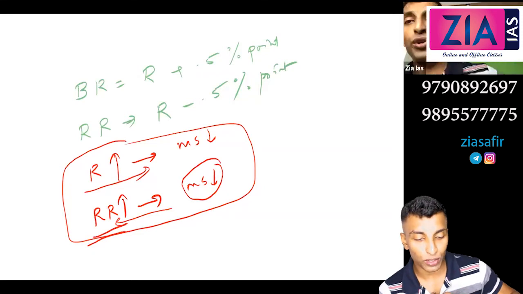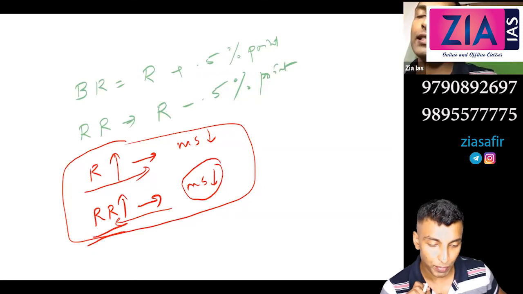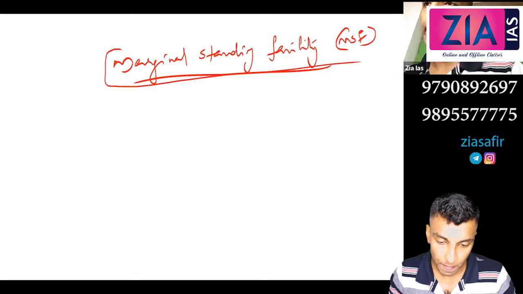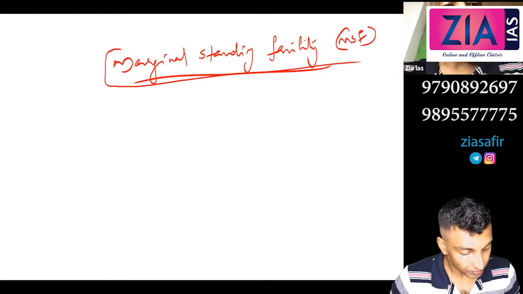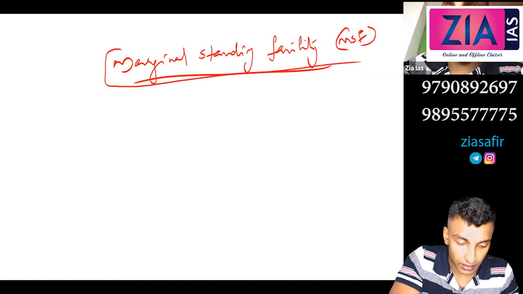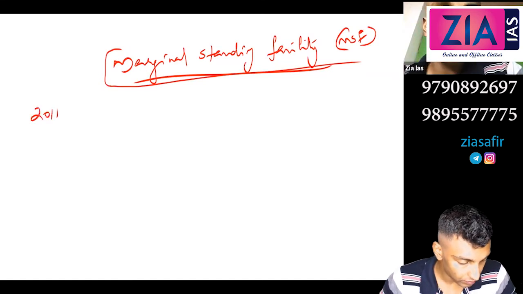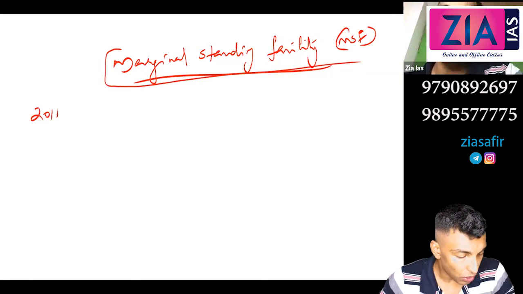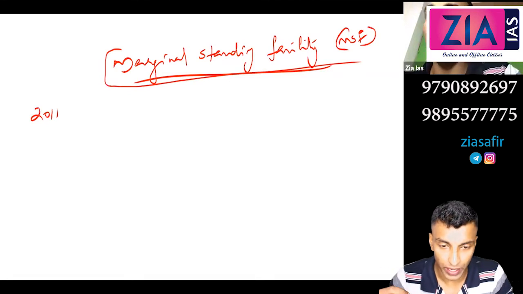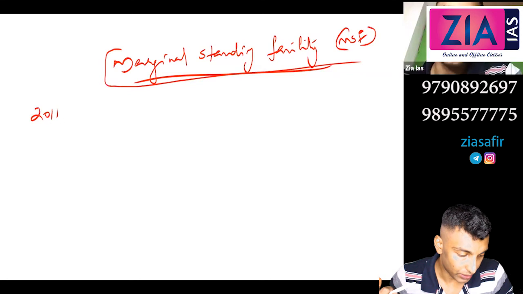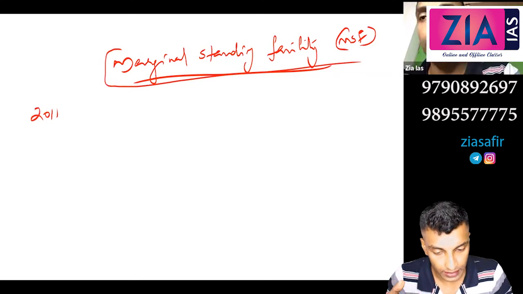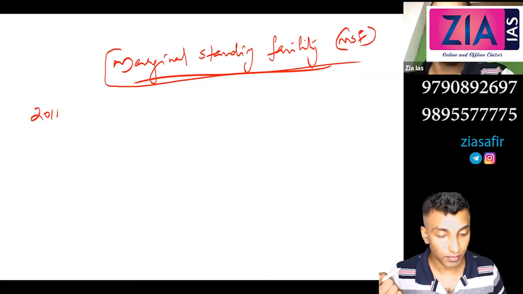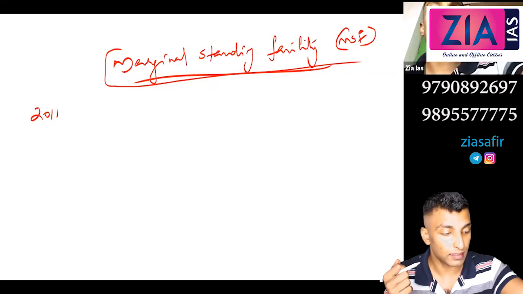So you understood the logic why reverse repo is less than repo? Next is Marginal Standing Facility, MSF. It was introduced in 2011. You can write 2011. It is an overdraft facility. Overdraft facility means you have a limit and you can borrow at any time. Interest is on a daily basis.